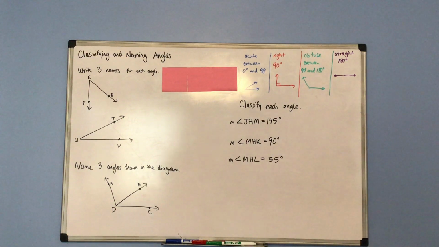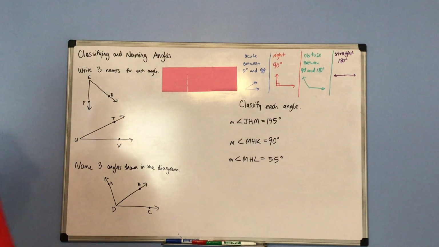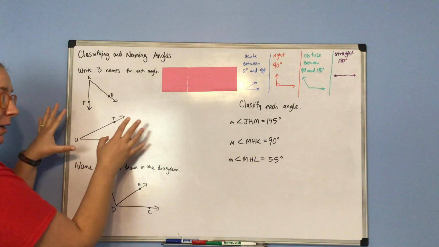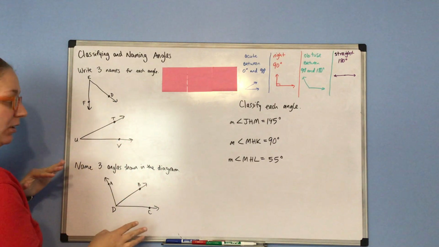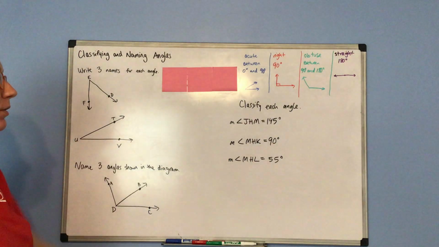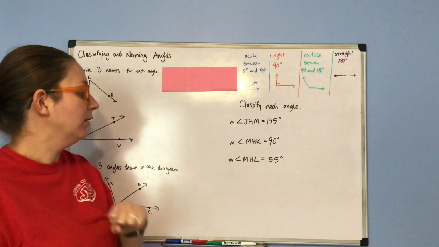Today we're going to be talking about classifying and naming angles. So the goal for what we're going to be able to do today is to look at a picture and give the angle different ways of naming it. There's more than one way you can name an angle depending on the information you're given. We'll also be classifying angles into categories, which I'll explain more when we get there.